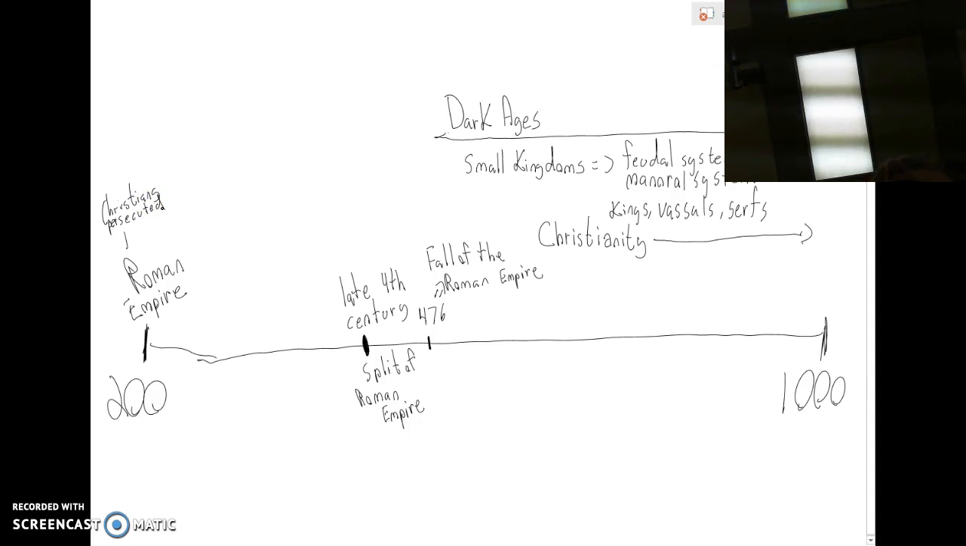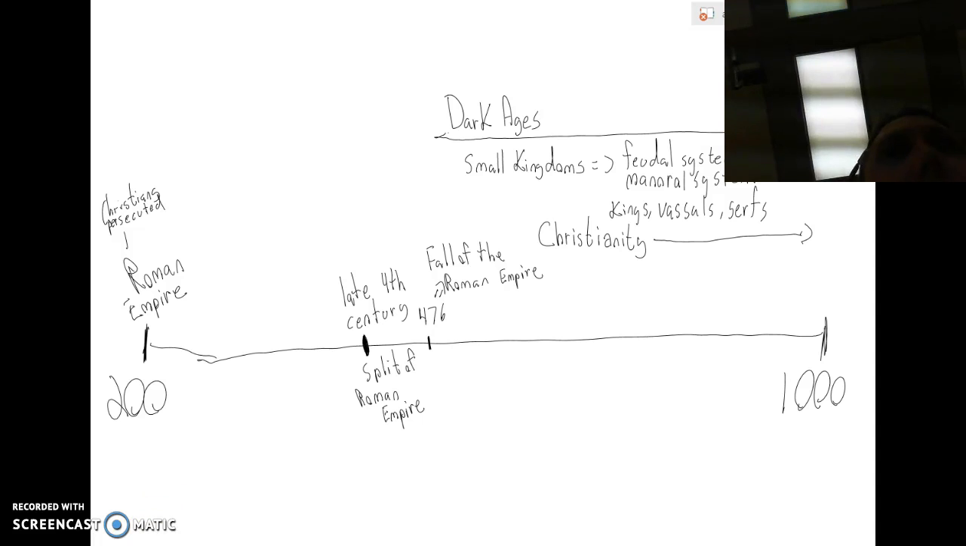So you might want to look at the development of Christianity in Rome. Eventually Christianity becomes a more accepted religion with Constantine. Eventually it becomes the official state religion of the Roman Empire.